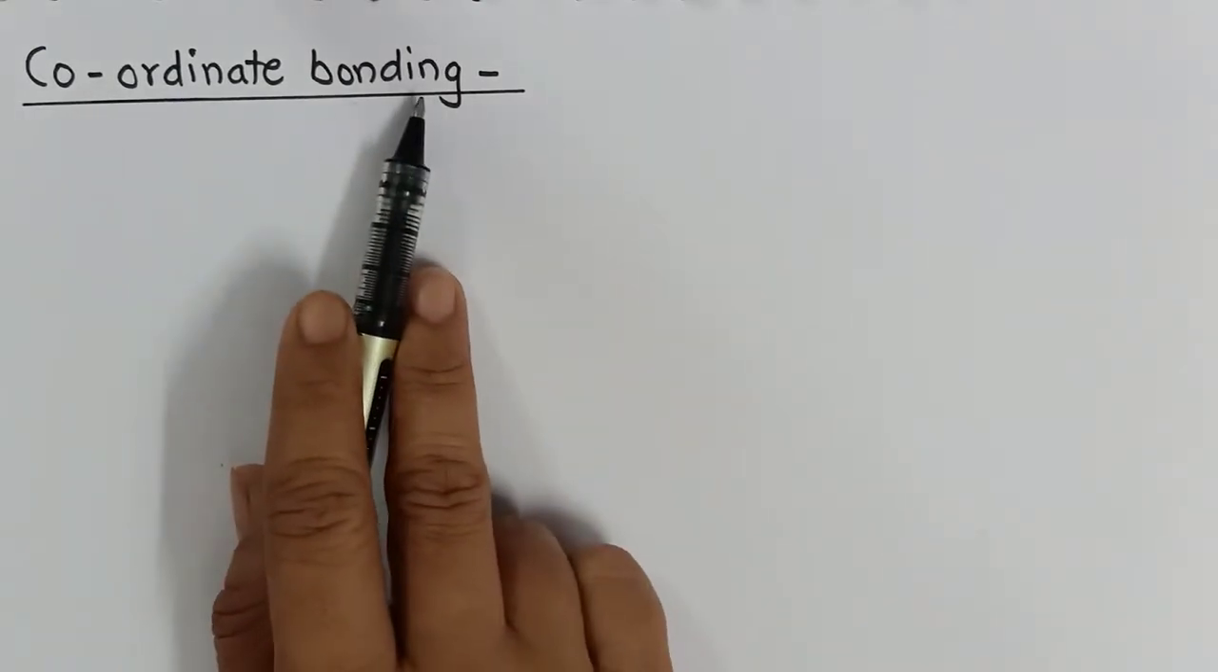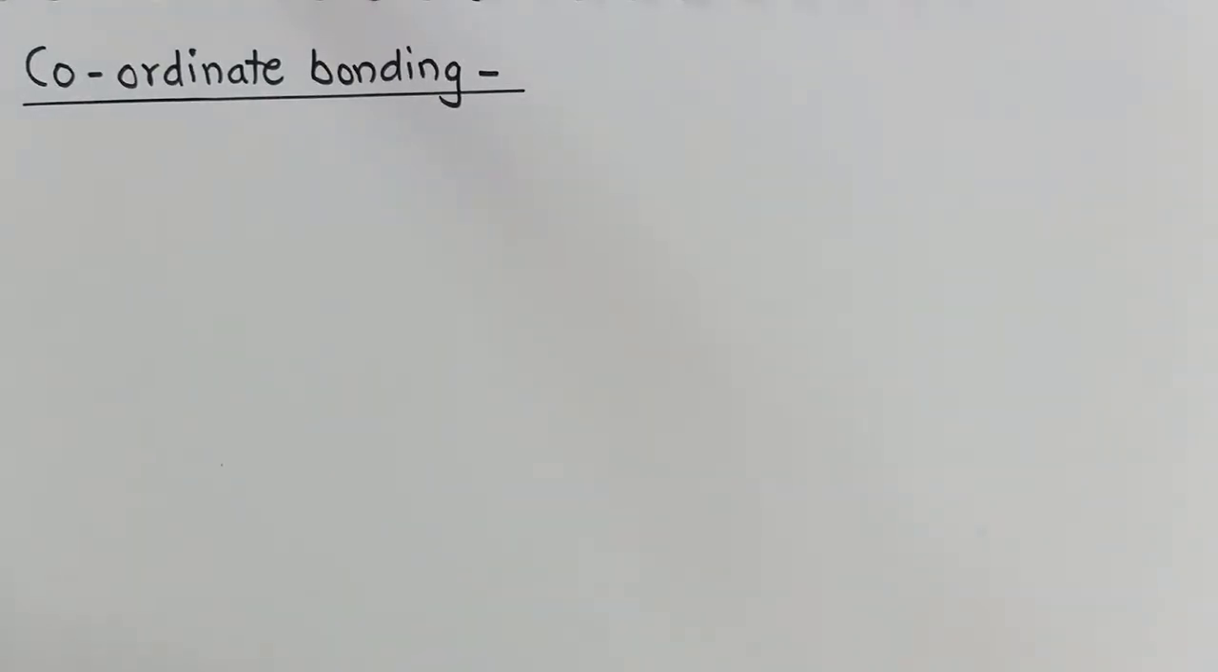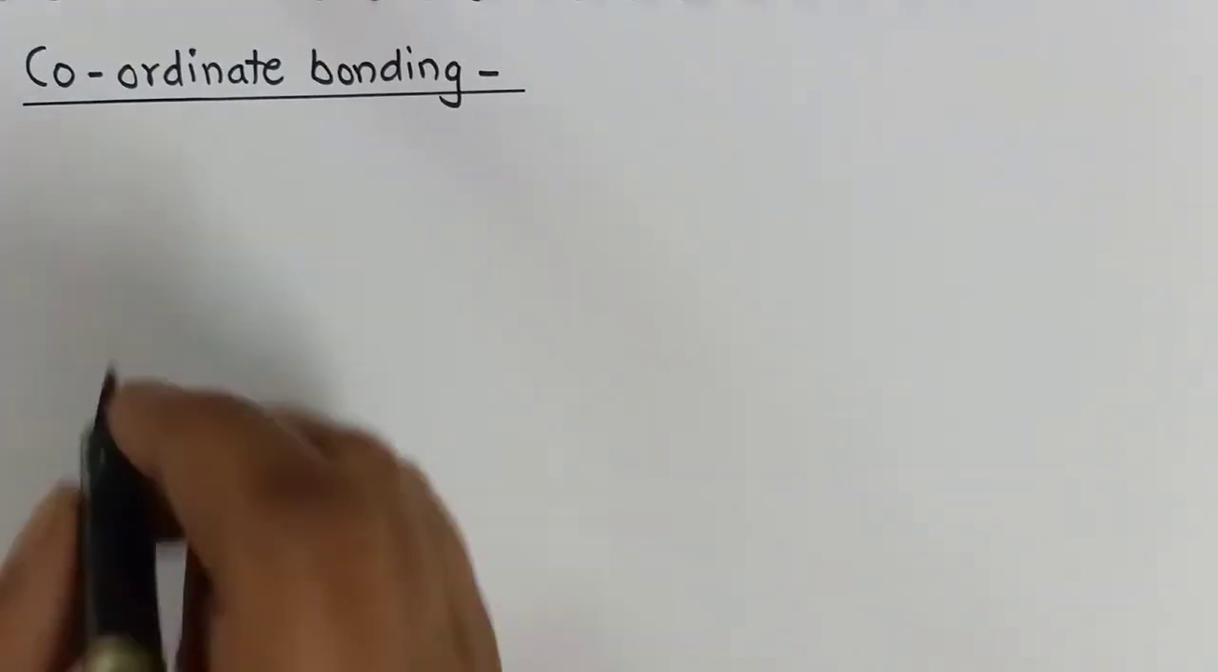Hello dear students. Till now we have discussed the concept of coordination compound, its IUPAC nomenclature, and its isomerism. But how does this coordinate bonding occur? What are the concepts that lead to the formation of coordinate bonding? For this there are three theories.